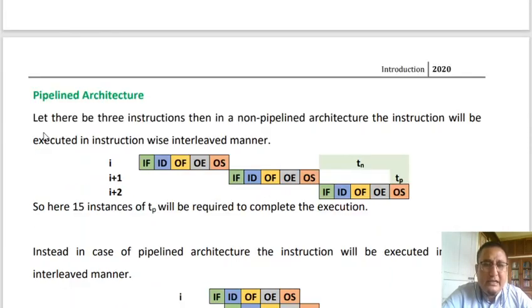Now, to further understand pipelined and non-pipelined architecture, let us consider the execution of three instructions: I, I plus 1, and I plus 2.